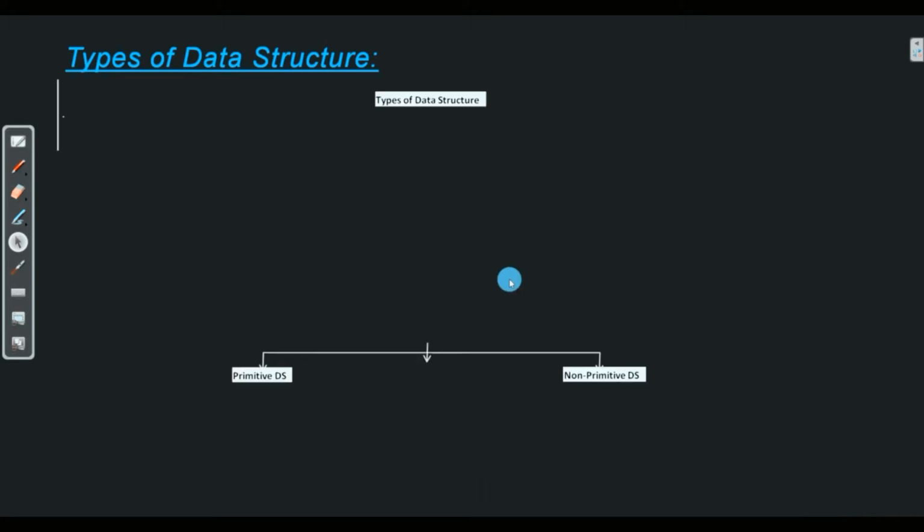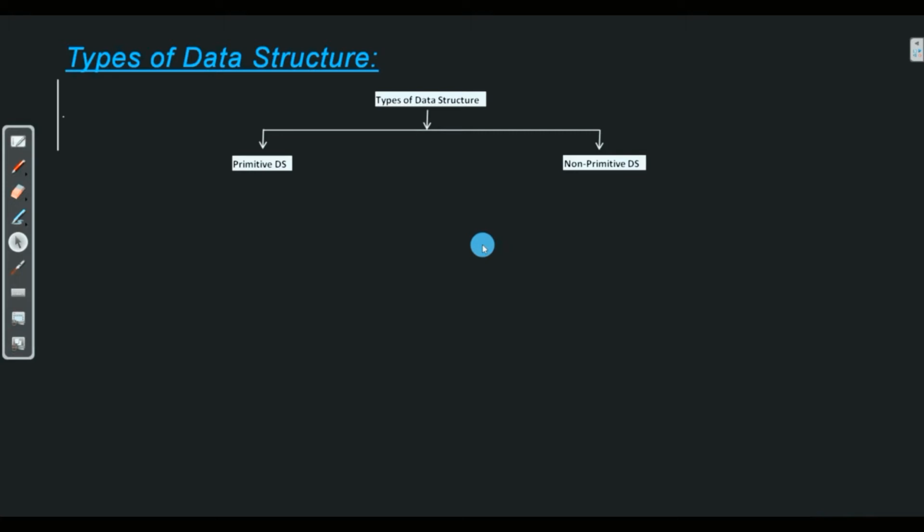So on a very high level, data structures can be divided into two categories, that is primitive data structures and non-primitive data structures. Now what do we mean when we say primitive data structures? Primitive data structures are those data structures which are given by a given programming language. So let's say if we are working in Java, these are the data structures which are already defined by the Java language. Similarly, if we go for C, we get int, float, character and so on, for other programming languages as well.